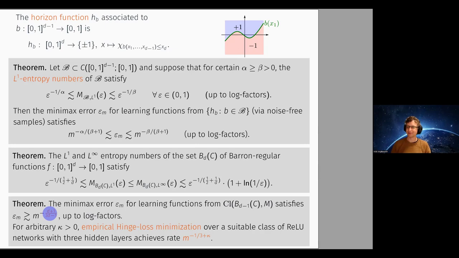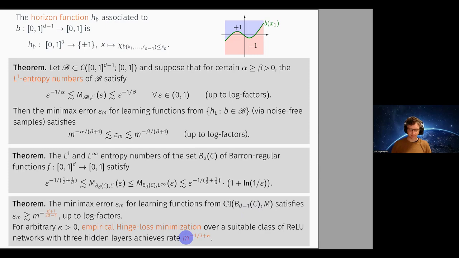And then the final result that I will go into is similar to the result by Kim, Ohn, and Kim, that if you do empirical hinge-loss minimization to actually learn such functions with Barron-regular boundary, then you can achieve rate m to the minus 1 over 3 plus kappa, where kappa is an arbitrary positive number. So at least if D is large, then this essentially gives us the Minimax rate. And you could maybe actually improve this here a bit, but we didn't try too hard.